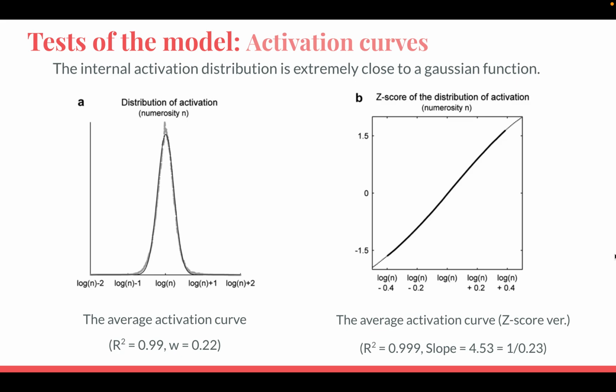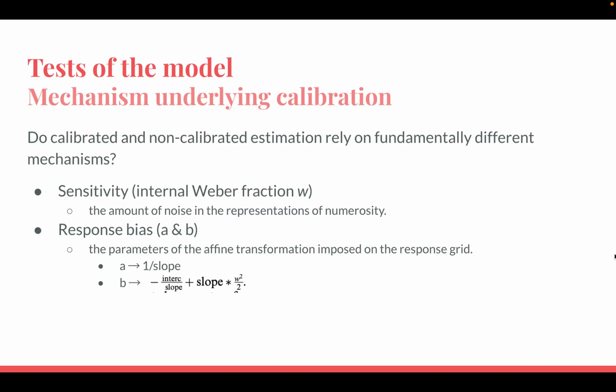To show the grand average curve obtained with this procedure was very close to a Gaussian. In order to investigate whether calibrated and non-calibrated estimation rely on fundamentally different mechanisms, in this model, sensitivity was measured by the internal Weber function, which gives the amount of noise in the representations of numerosity. Response bias is captured by the parameters of the phi transformation imposed on the response grid.